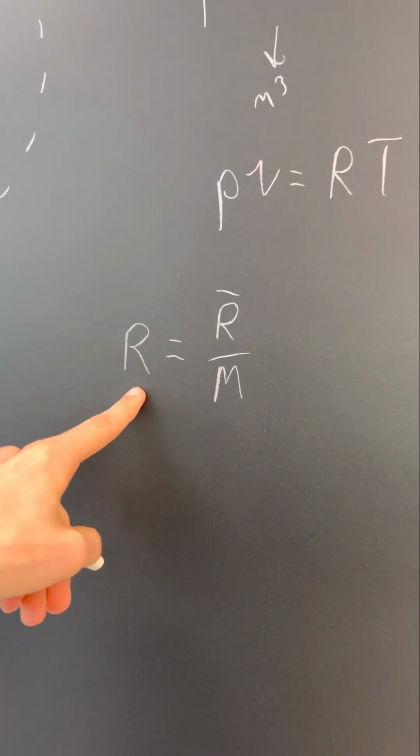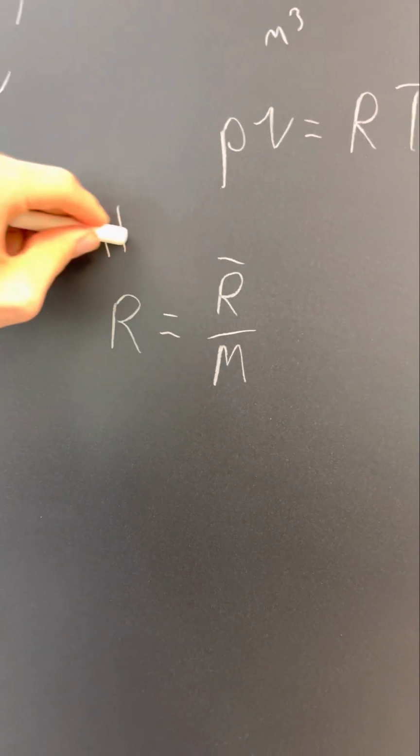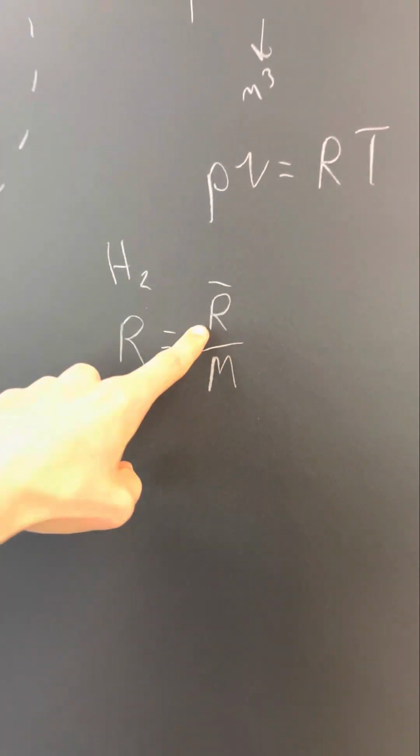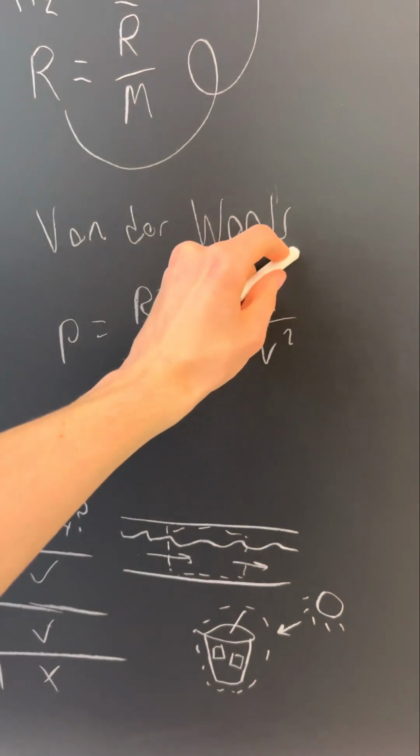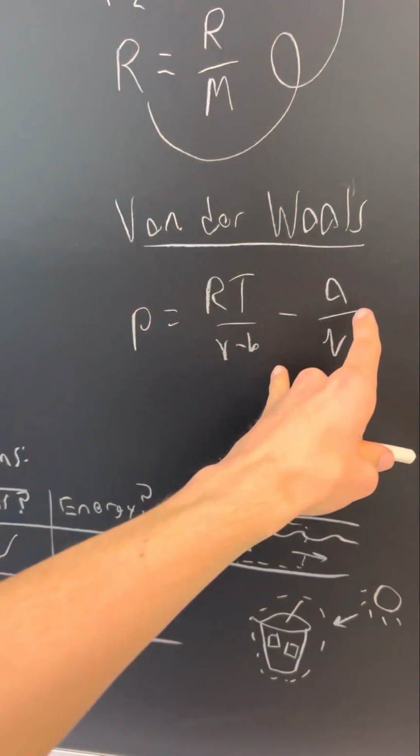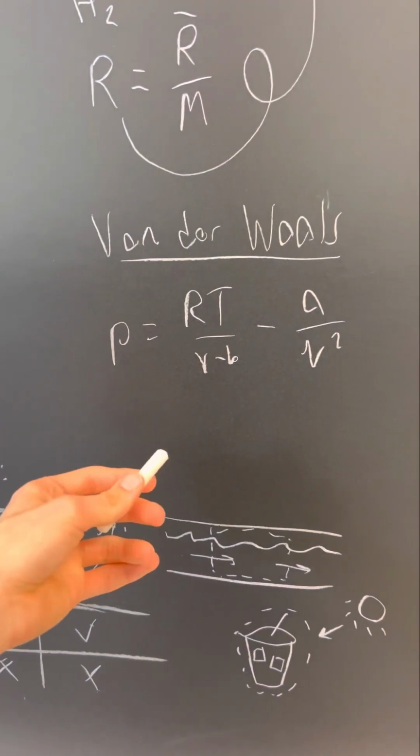Specific gas constant is specific to a specific gas, like maybe hydrogen, where we say, okay, let's take our gas constant and divide it by the molar mass. There's also this other equation, the Van der Waals equation, where you just have these constants A and B. I forget when we use it, but you would know.